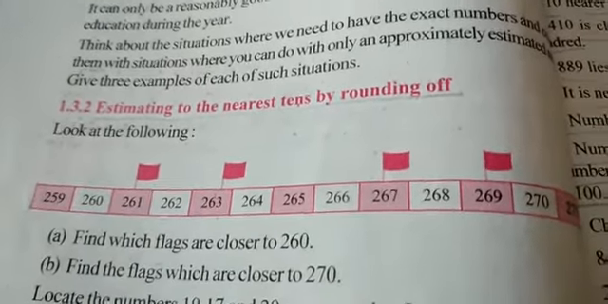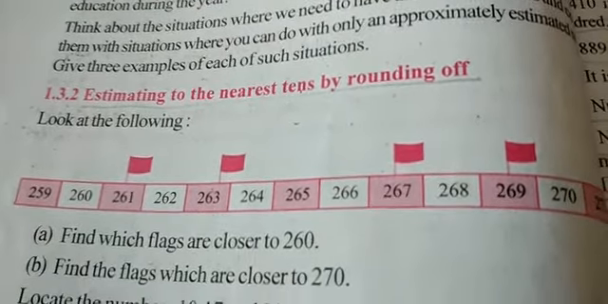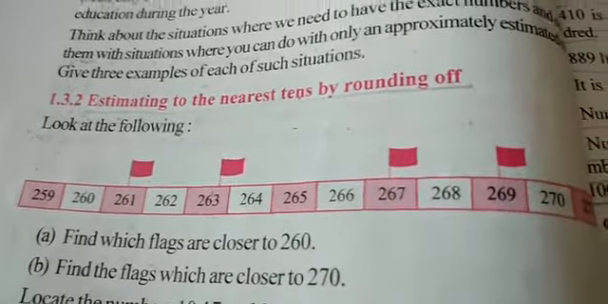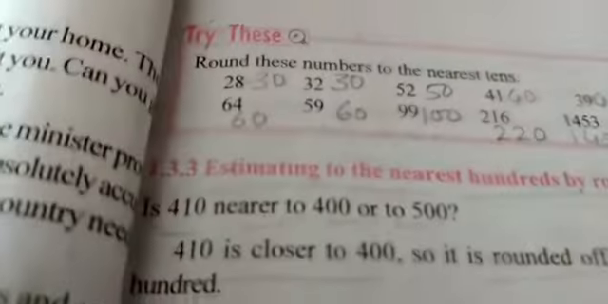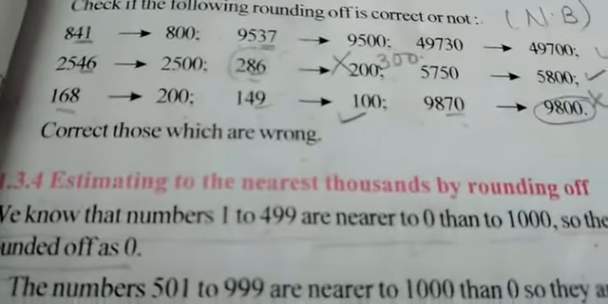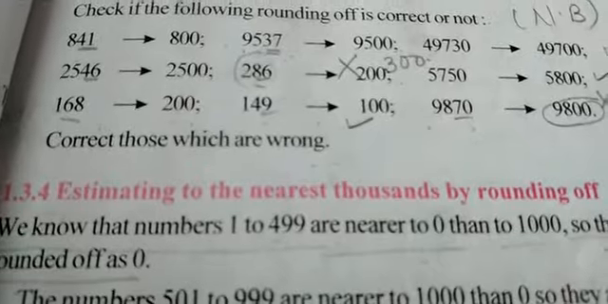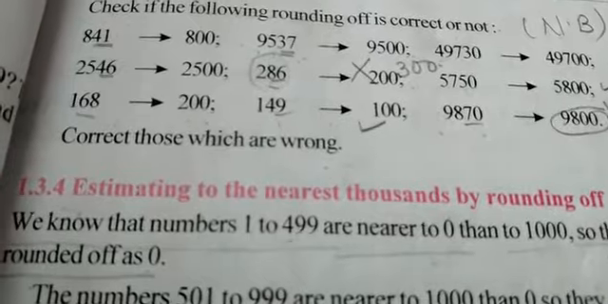So, now we are going to see how we can do estimation. Estimations can be done. Here in this chapter we are going to learn estimating to the nearest tens by rounding off, then estimating to the nearest hundreds by rounding off, then estimating to the nearest thousands by rounding off, and similarly estimating to the nearest 10,000 by rounding off.